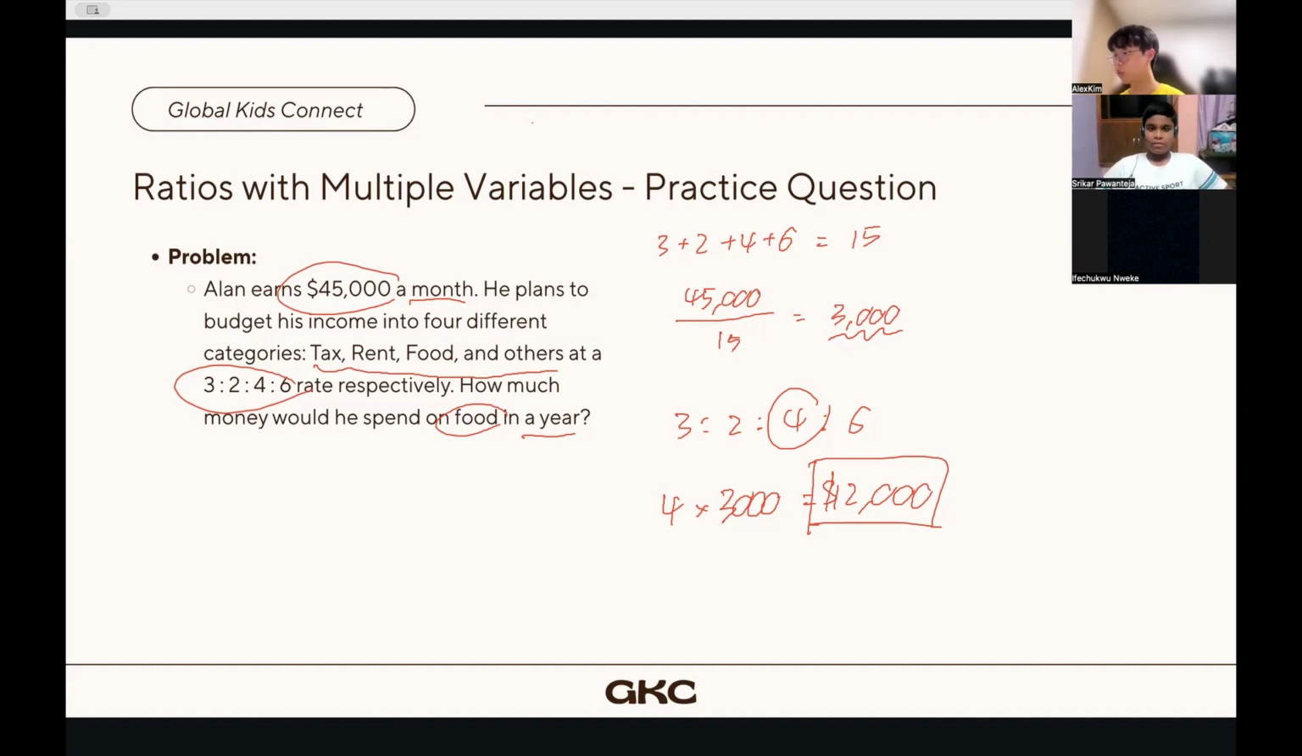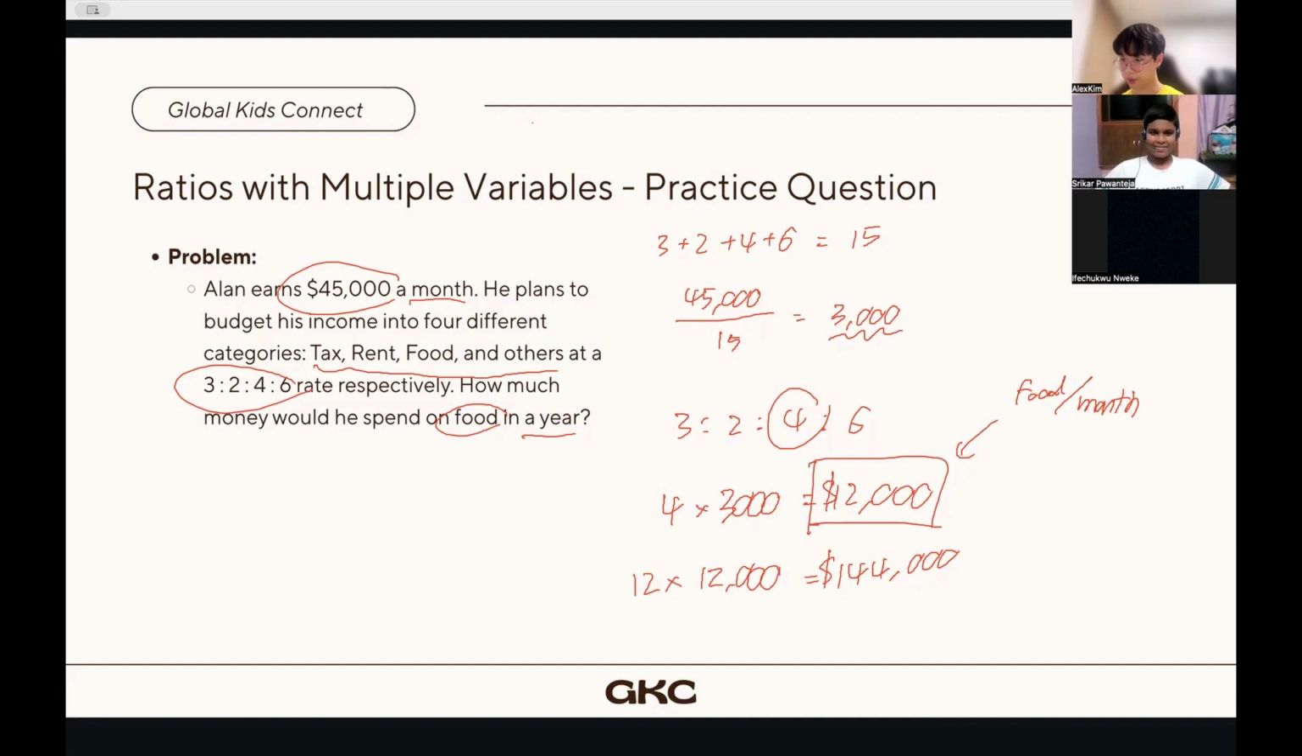So yes, this 12,000 is the money spent on food each month only, but we require food per year. Because we have to change the unit from months to year, we multiply by 12. So the actual final step will be 12 times, because there are 12 months in a year, with $12,000, so as to get $144,000.